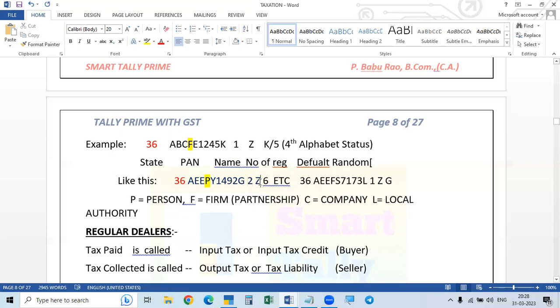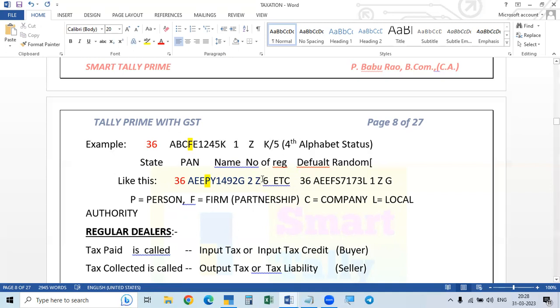That is why the Z will disappear, and for 10 registrations, the 0 will replace the Z, and the second digit will come there. That is why it is the default digit, which will disappear from the 10th registration.